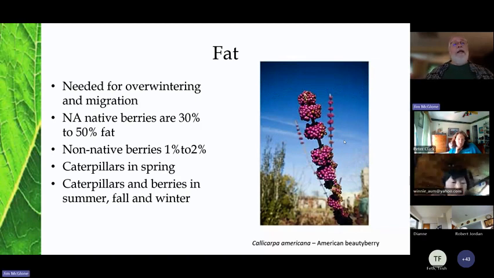In the spring, they need the native plants because that's where the caterpillars are, and they need the caterpillars both to finish their migration, but also to feed their young. And then throughout the rest of the year, they're looking at the caterpillars and berries. So we need the native plants to produce the berries that have the fat that they need, and to produce the caterpillars, which are nutrient accumulators for them.